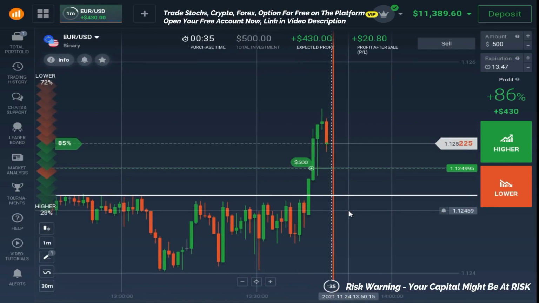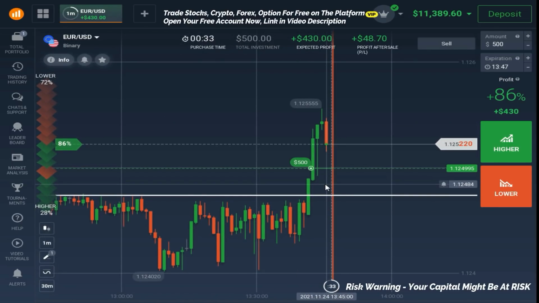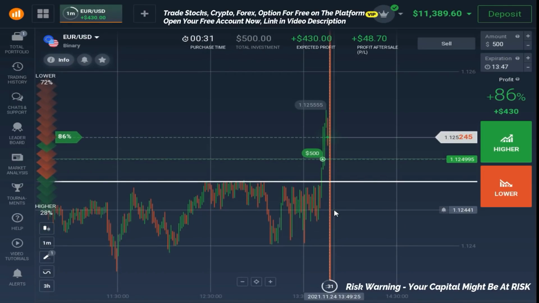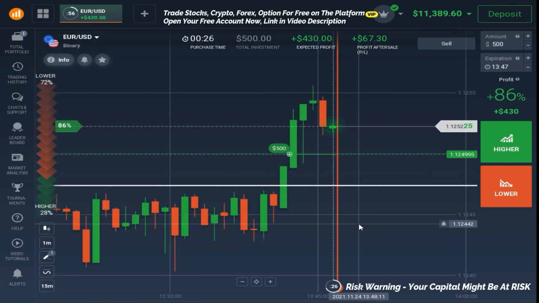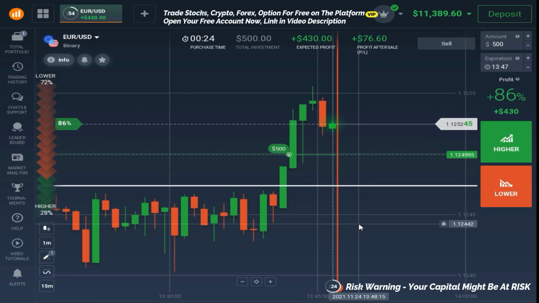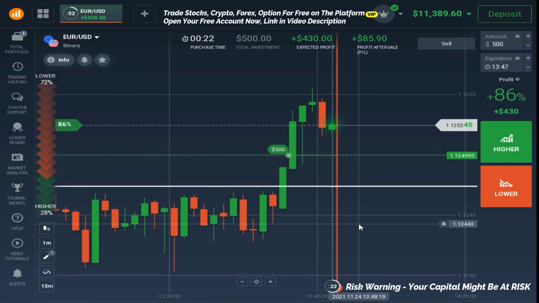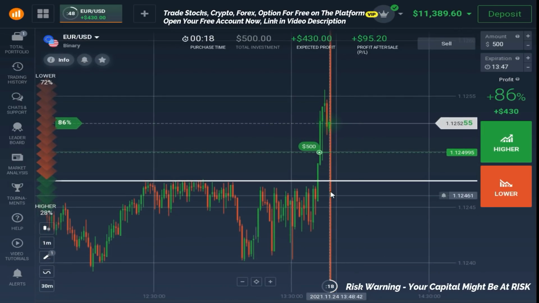Let's see what's happening. Okay, so you can see, as I told you in my previous video, that whenever there is a situation of pressure, you always take a trade in the breakout direction. Why? Because so many traders are waiting for the breakout. It is quite visible.